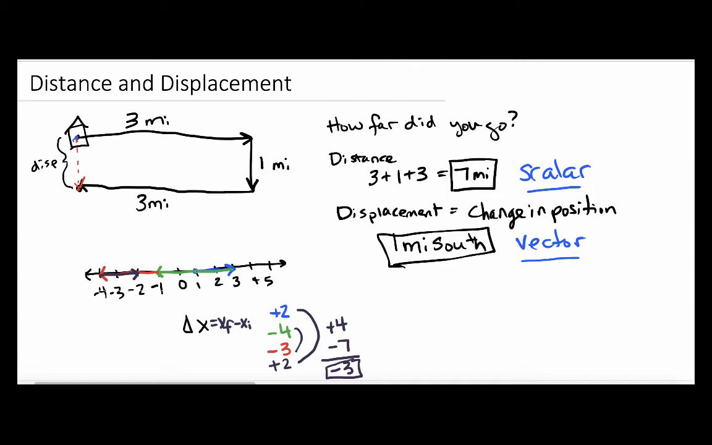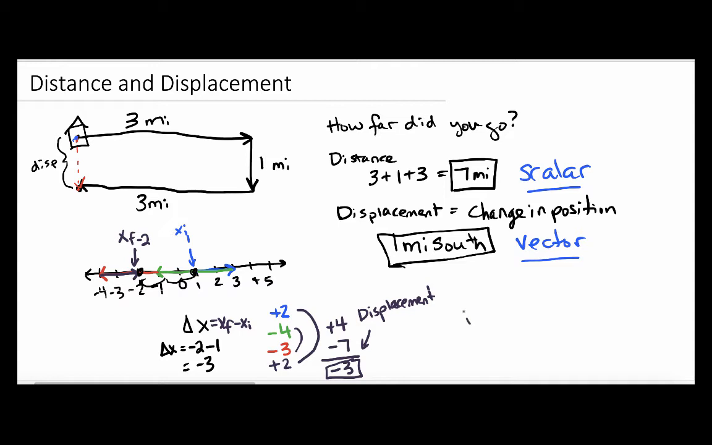My initial position was here at 1. My final position was -2. And so my change in position is going to be my final position, -2, minus my initial position, 1. -2 minus 1 is -3. It really doesn't matter what all happened in between. All that matters is I started here and I ended here. And so I went 1, 2, 3 to the left, -3.